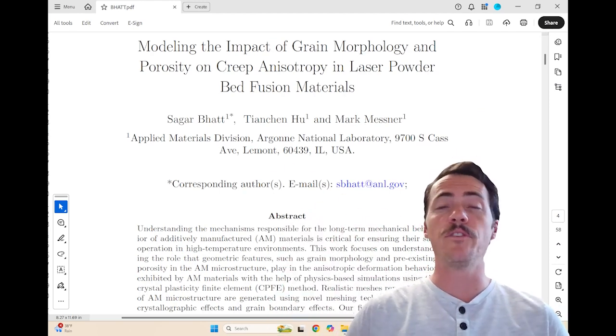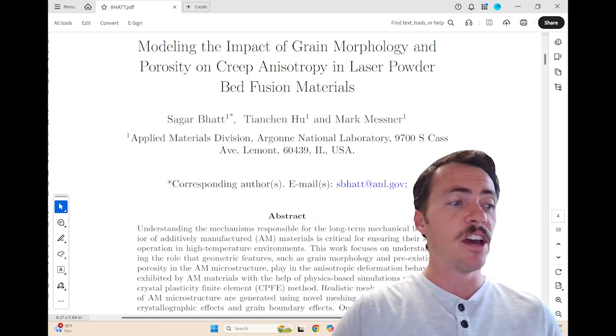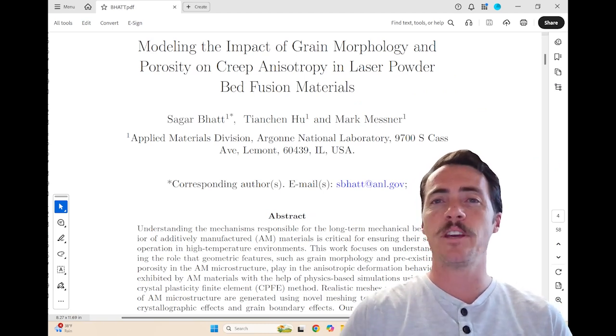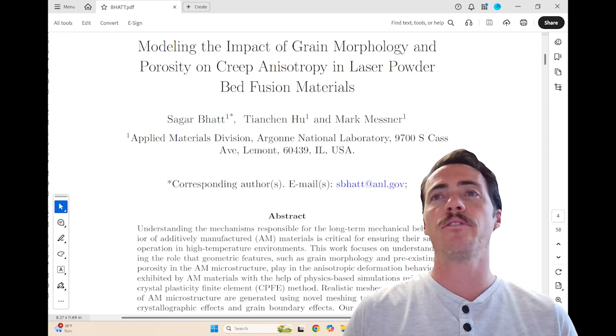I'm the editor-in-chief of Integrating Materials and Manufacturing Innovation. We have an awesome paper to talk about today. It's about analyzing anisotropy in creep of additively manufactured materials.